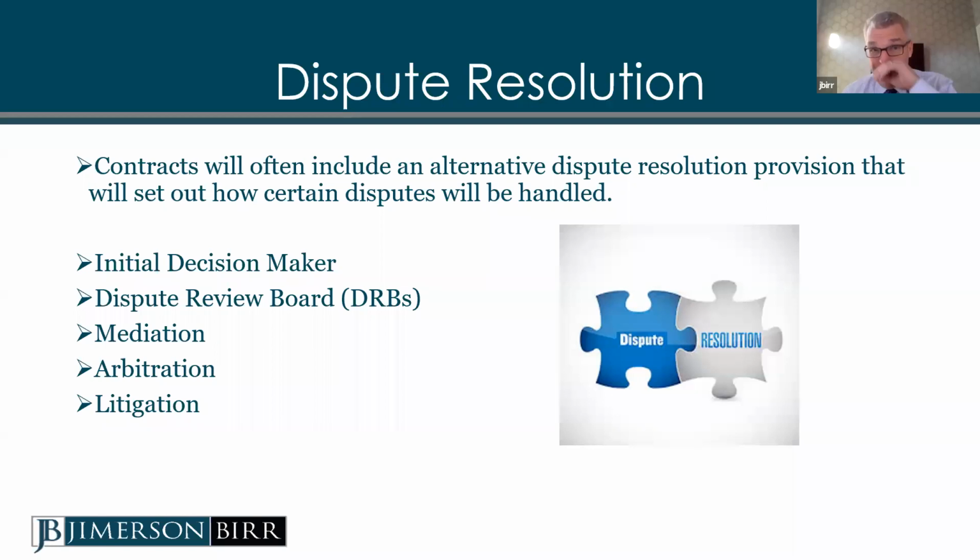The initial decision maker, for those of you who are familiar with the American Institute of Architects contract documents, is part of the AIA forms in some contracts. You can also have a dispute review board. Some contracts will have a condition precedent where the parties are required to go through mediation before they arbitrate or before they file a lawsuit. And then, of course, there's arbitration and litigation.